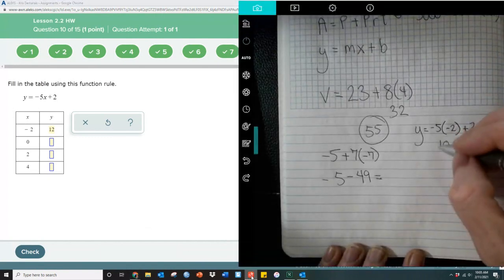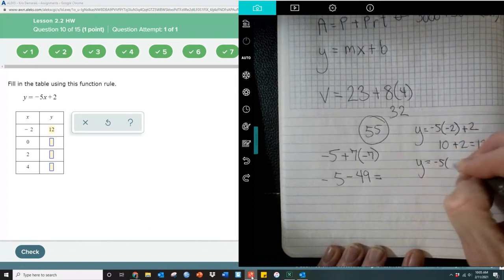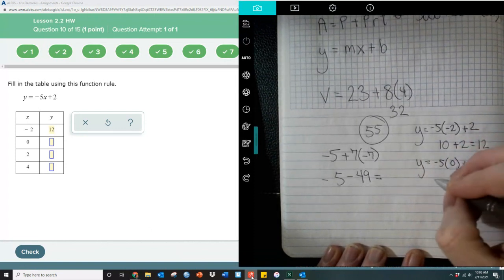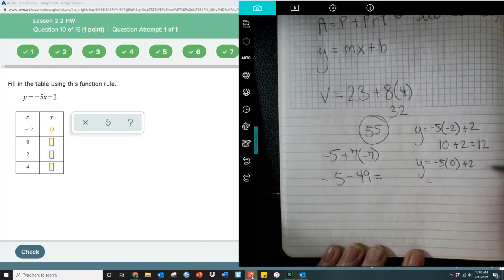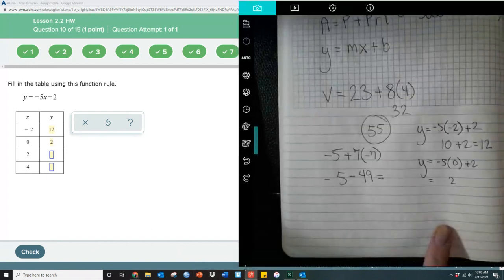Now, the next one, you put in 0. So y equals negative 5 times 0 plus 2. This is going to give us 0. So then you go ahead and say 0 plus 2 is 2. And I'll put that in there too. And you get the idea. So we continue that.